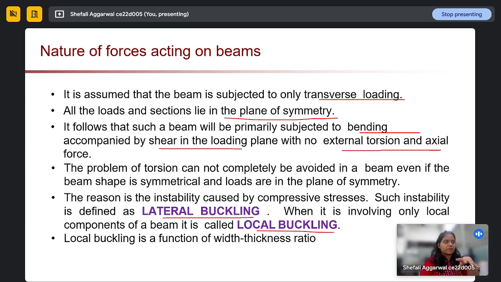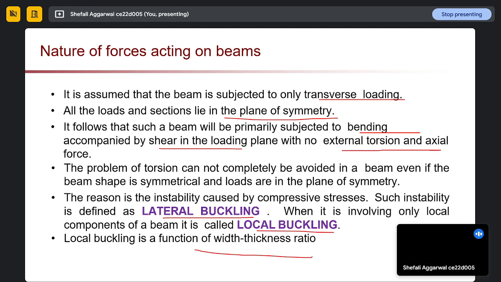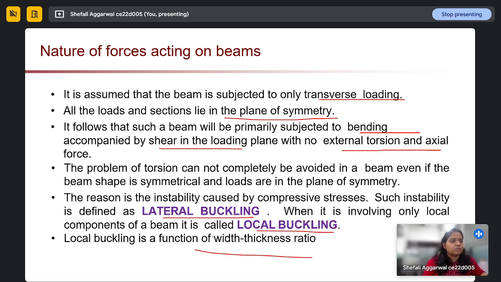So in case of compression, normally we have a buckling problem, right? In columns also we say that we have a buckling issue. So in beams also, in case of compressive stresses, there is a chance of our beam buckling out, and when only local components of our beam are buckling, we call this local buckling. Local buckling is a function of width to thickness ratio. If our width is very high and thickness is very low, then there are chances of buckling. Like normally we say long columns will have more chances of buckling. So that's the same thing.